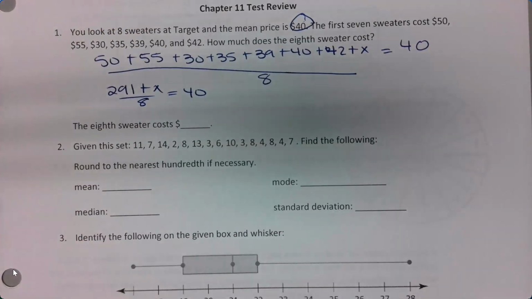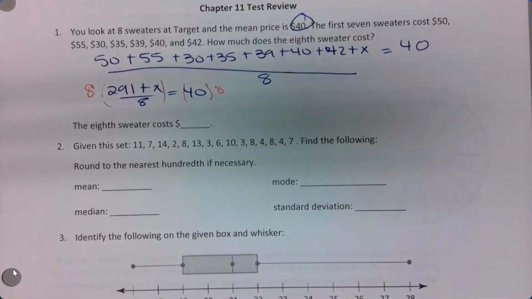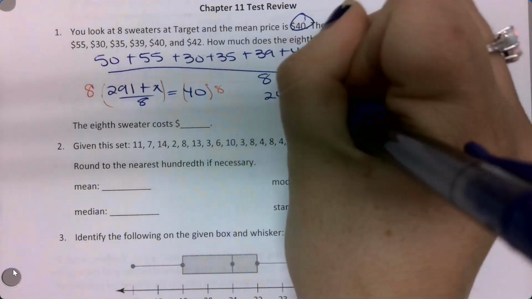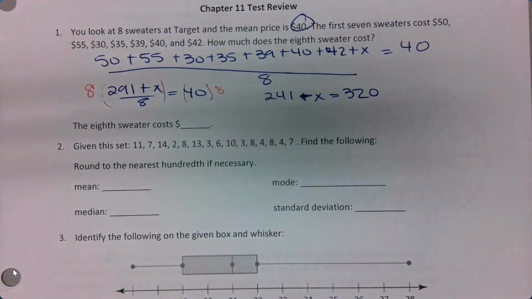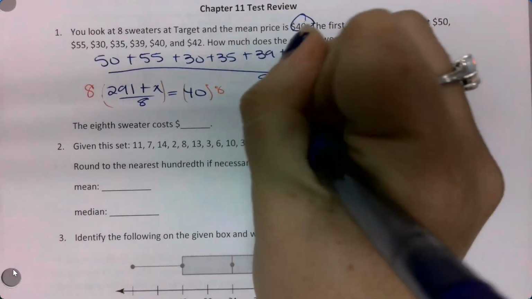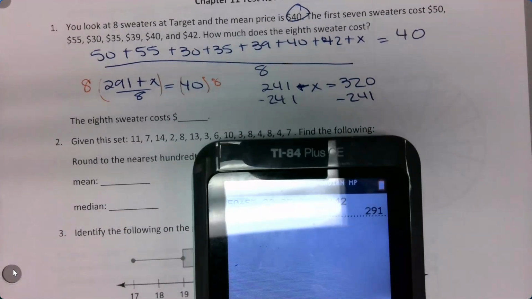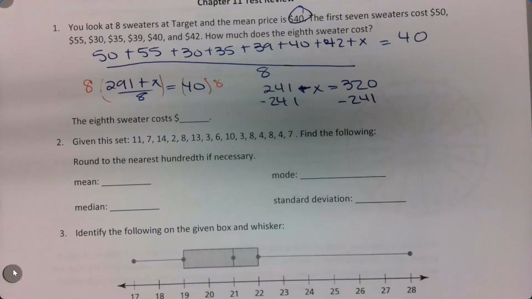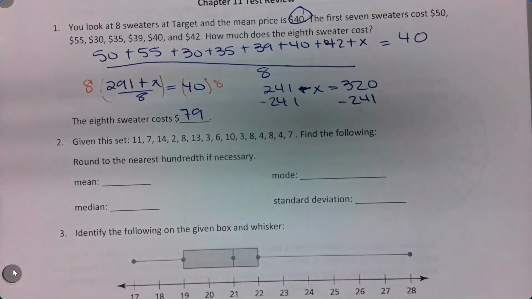I want to get rid of my fraction, so I'm going to go ahead and multiply both sides by 8. That is going to get me 241 plus X equals 320. So then I want to go ahead and subtract 241 on both sides. So 320 minus 241 gets me 79. So the last sweater costs $79.